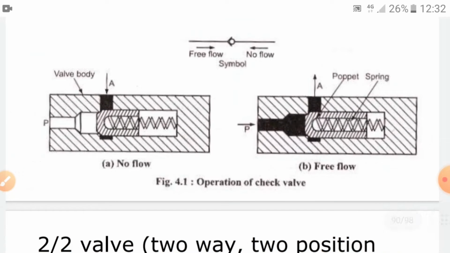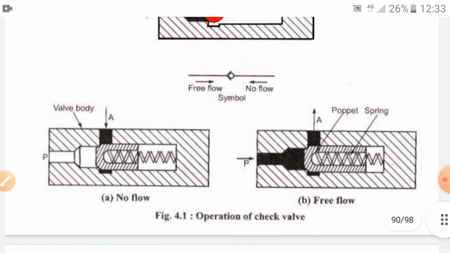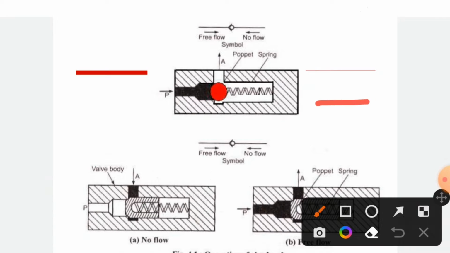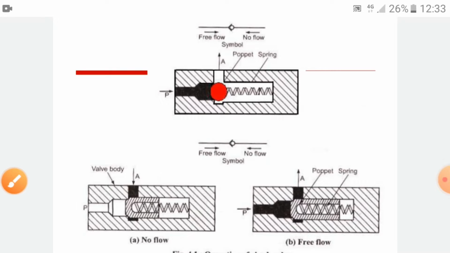Figure A shows the no flow condition when a check valve is used, in that check valve no flow. And in the second figure, figure B shows free flow. So this is the operation of a check valve. This is the construction of the check valve, and this is the symbol of the check valve, which we can use in hydraulic as well as in pneumatic systems.